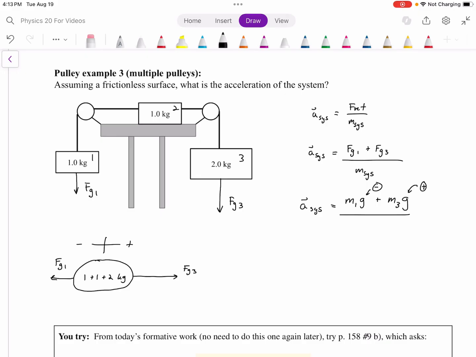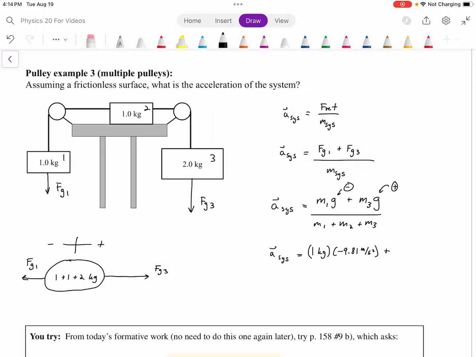Okay, now the mass of our system is just, well, m1 plus m2 plus m3, right? That's the mass of the whole system. All right, I think we're ready to plug in our numbers. So mass 1 times negative 9.81 plus mass 3 is 2 kilograms, and that's going to be positive 9.81 meters per second squared. Again, this makes sense. These two forces have opposite signs now. They're canceling each other out, which makes sense because as far as the system is concerned, they are fighting each other. They're working against each other.